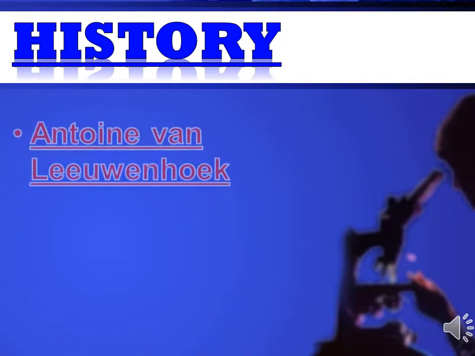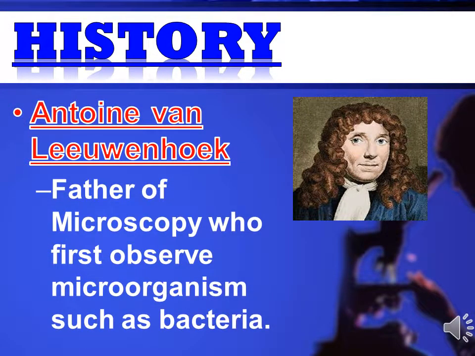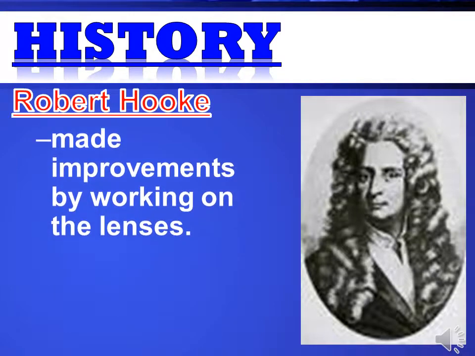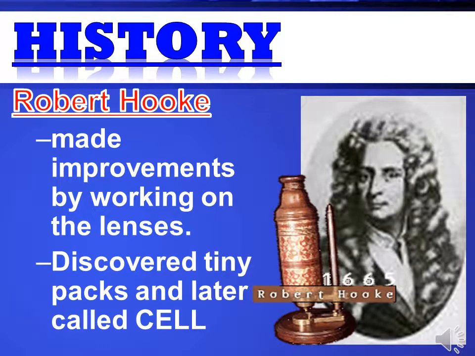Next is Anton van Leeuwenhoek. He is the father of microscopy due to his invented microscope as seen, where he was the first scientist to observe microorganisms such as bacteria. And then Robert Hooke, who made improvements to the microscope by working on the lenses, where he observed small boxes, which were later named cells.